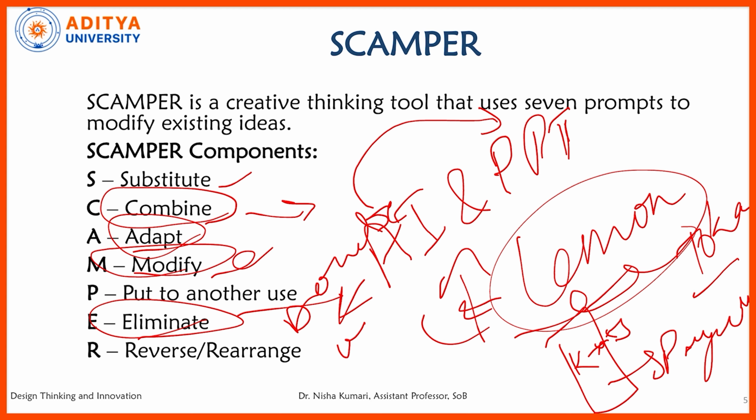Simply we are adding the lemon, rice, curd and a little bit of water. So there the need of that particular resource is not there. So we can eliminate that particular resource and reverse or rearrange. So the process or the way we are applying the things, we are altogether rearranging.